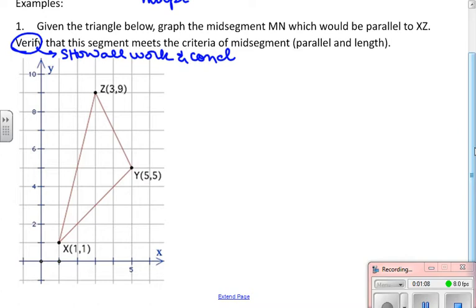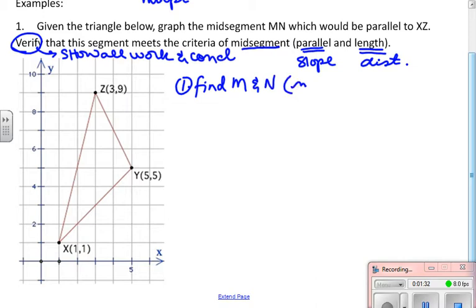Meets the criteria of midsegment. Well, what does it mean to be a midsegment? It means you have to be parallel. So we're going to look at slope. And the length has to be half the side it's parallel to. So we're going to use the distance formula. But even before that, we have to find M and N. We need to find M and N, which are those midpoints.